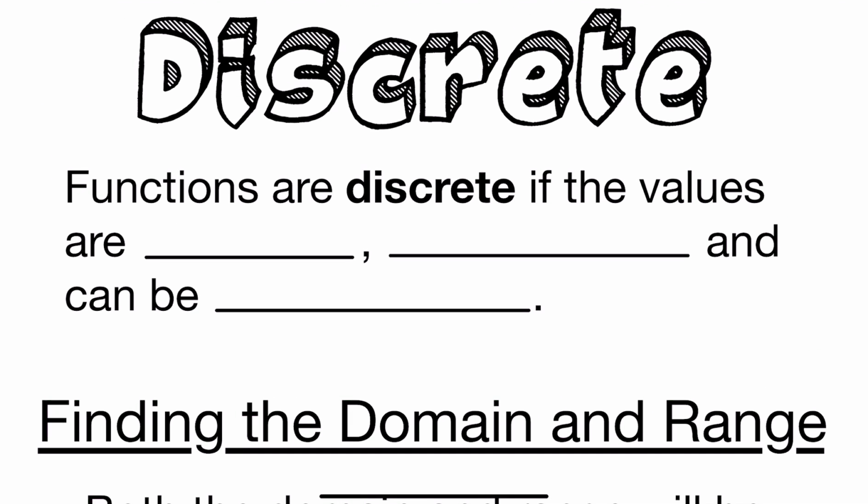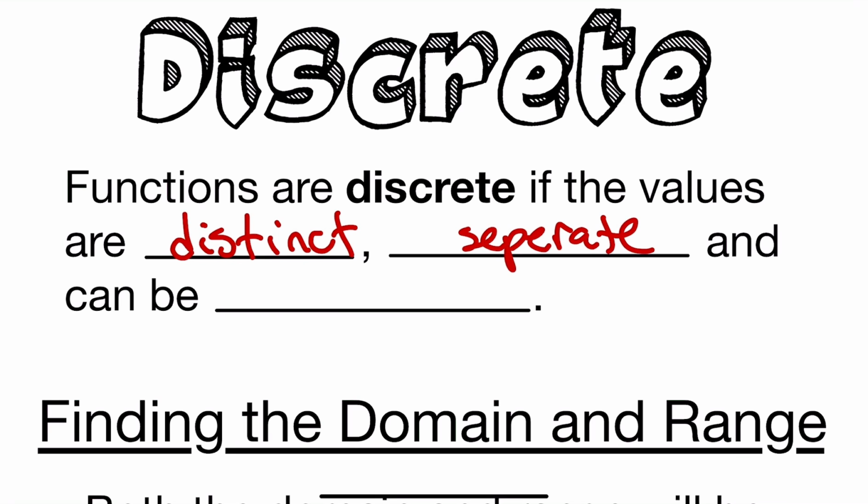So, discrete functions. Functions are discrete if the values are distinct, meaning different. They are separate, meaning they don't touch, and can be counted, like individually. So they are possible to count. It's not something that's like, like we said before, like a line. It's individual little pieces. So they are all different, they are separate from each other, and they can be counted.